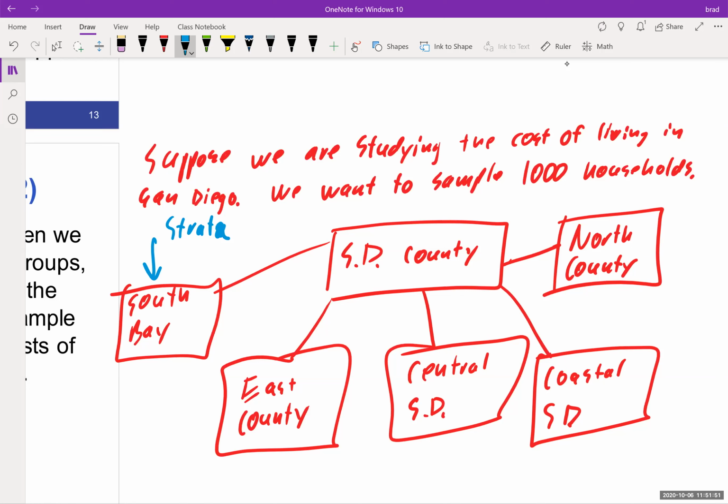Now the thing about stratified sampling is I'm not going to take everybody from each one of these. That would be too hard. So instead, I'm going to take 200 households from South Bay, 200 households from East County, 200 from Central, 200 from Coastal, and 200 households from North County. I'll put HH for households.